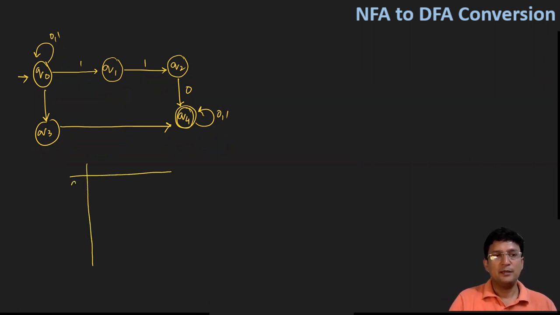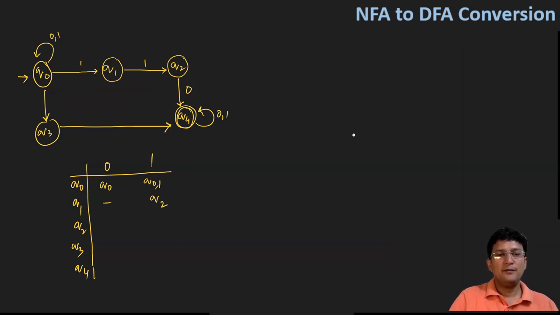In this transition table, Q0, Q1, Q2, Q3 and Q4 are the states, and we have to show the transition from 0 and 1. So Q0 on 0 remains at Q0. Q0 on 1 goes to Q0, Q1 both. So I'm just writing it as Q0, 1, just for simplicity. Now, Q1 on 0 is undefined, and Q1 on 1 goes to Q2. Now, Q2, okay, in the NFA we can write it as Q0, Q1. In the DFA, we'll write it as Q0, 1.